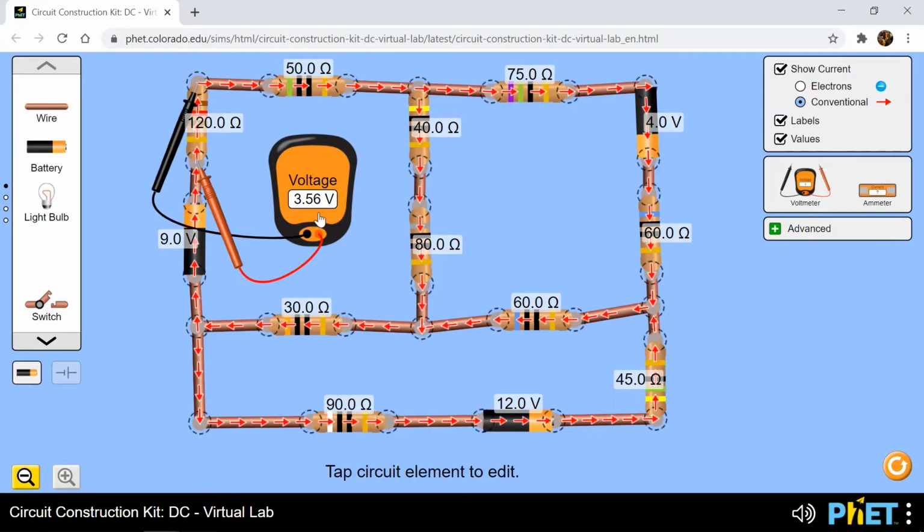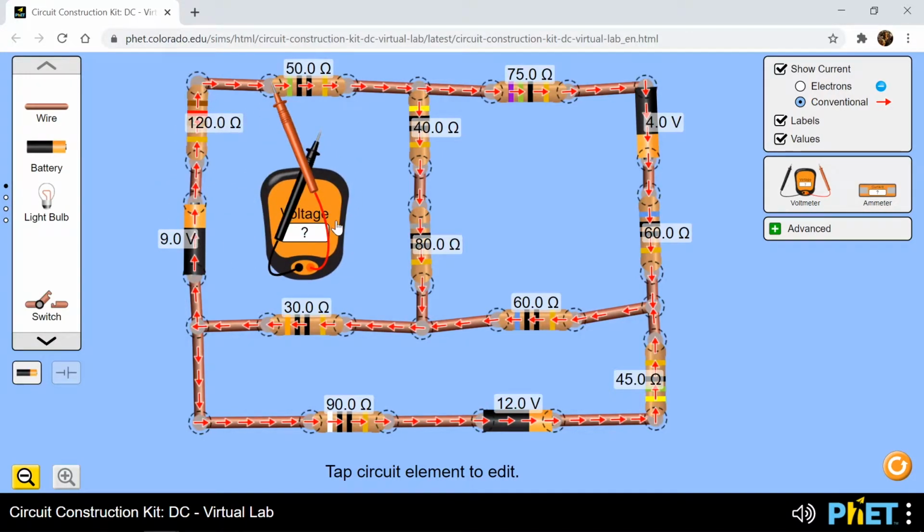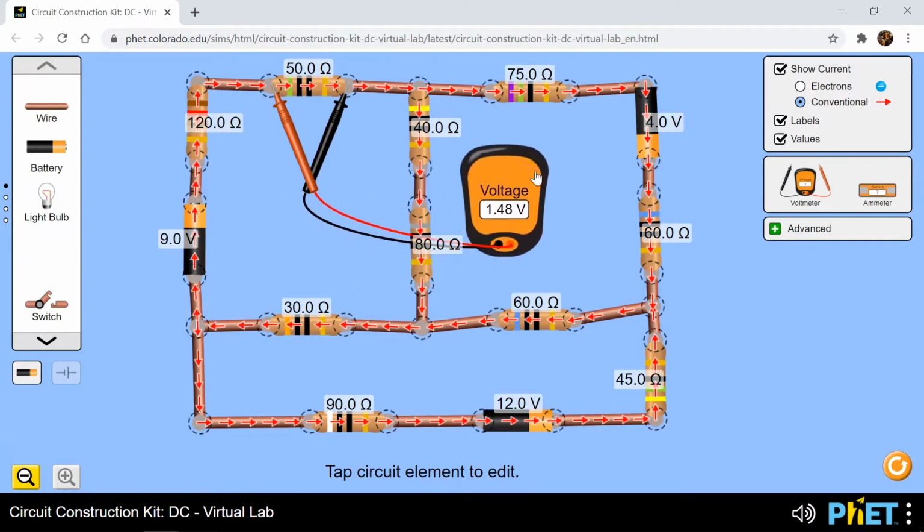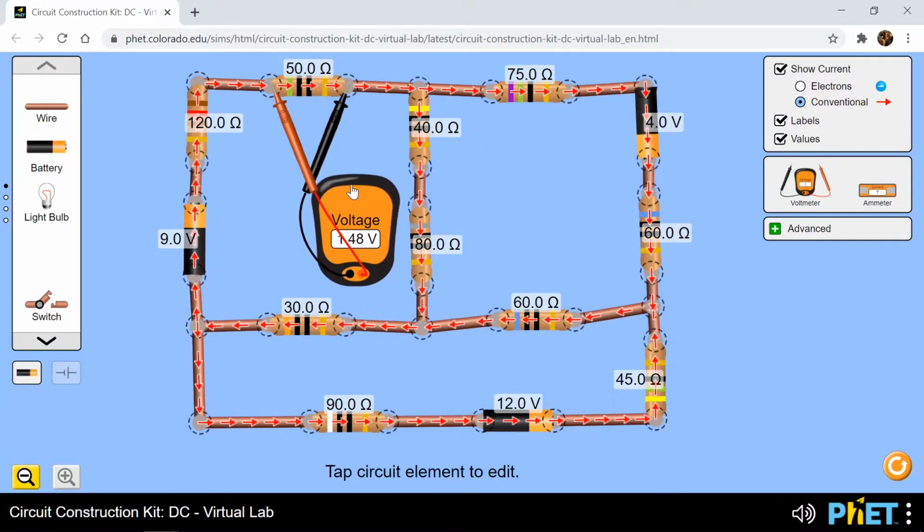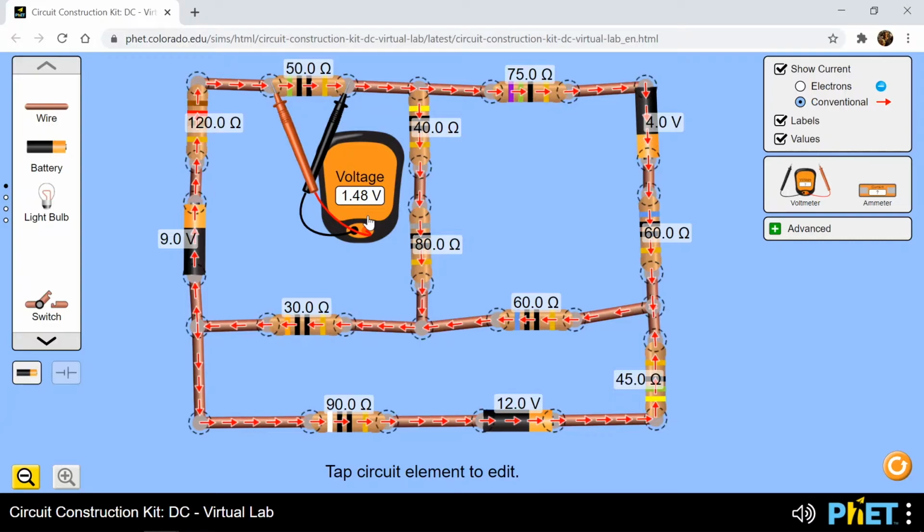And again, you want to repeat that measurement for all of the resistors in the circuit. So the positive end being where the current is flowing in, that being the conventional current, and then the negative end being where the conventional current is flowing out. And you can move the voltmeter around if the probes happen to be covering up the reading. So you will be recording all of the voltages for all of the resistors and all of the batteries. And that is actually the end of the measurements that you need to take using the simulation.